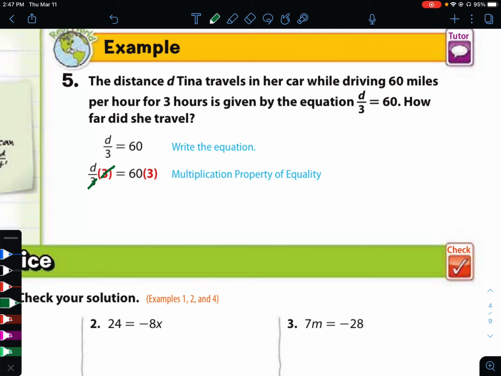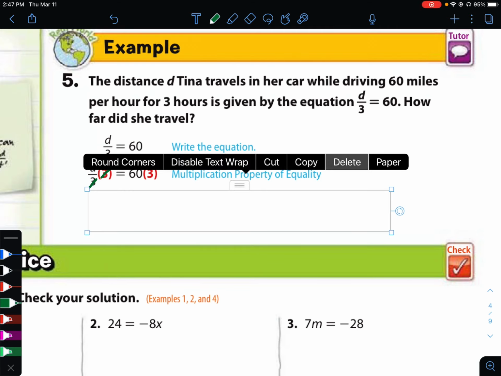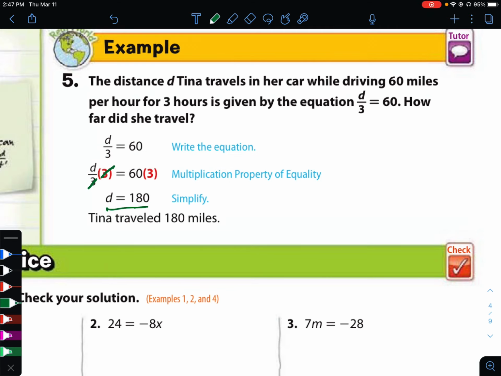And we're simply left with D equals 180 right there, okay? So Tina traveled 180 miles, okay? There's one last problem here for example number 5. Do that, and we are done with our lesson.